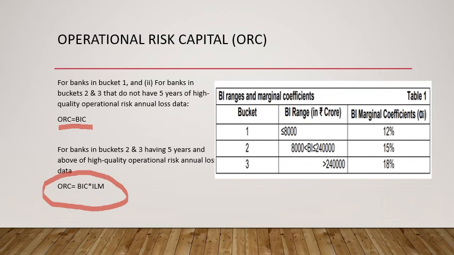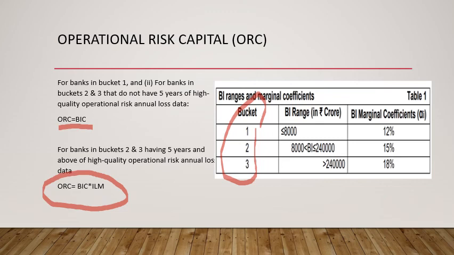BI, how do we calculate BI? BI gets calculated with three components: ILDC plus FC plus SC, which is basically the income that you have under three heads. Then once you have got the BI data, you put the bank under one of the buckets, 1, 2 or 3 here. This is as per what RBI has prescribed, which is Reserve Bank of India. If you are in bucket 1, then it's very clear your ORC is equal to BIC. Very simple. BIC calculation we have already seen.